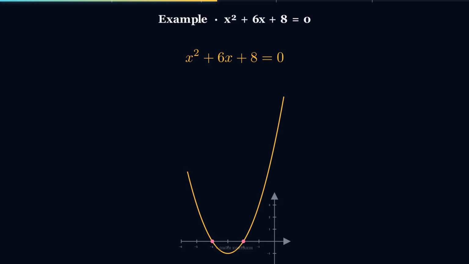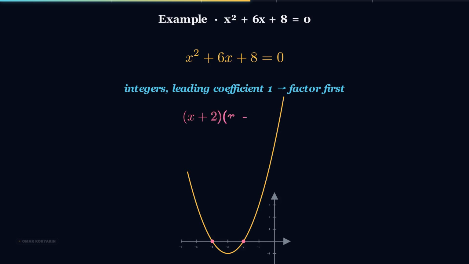Example 1. Solve x squared plus 6x plus 8 equals 0. Look at the shape. It is a standard trinomial with integer coefficients. First check, is it in square root form? No, there is a linear term. Move to step 2. Second check, does it factor over the integers? Find 2 numbers whose product is 8 and sum is 6. The pair 2 and 4 works.